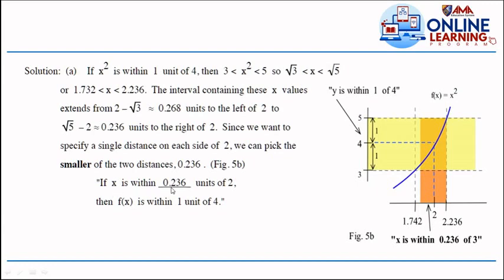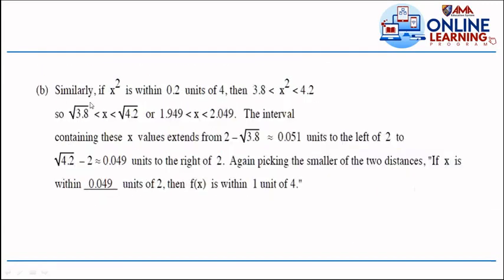So, this is our answer. If x is within 0.236 units of 2, left and right, then the function of x is within 1 unit of 4. So, ang kukunin po natin dito, yung maliit na value. Kasi yung isa, 0.268, yung isa, 0.236. We can pick the smaller of the two distances. So, our answer is 0.236, in case na hindi sila pareho. Okay?